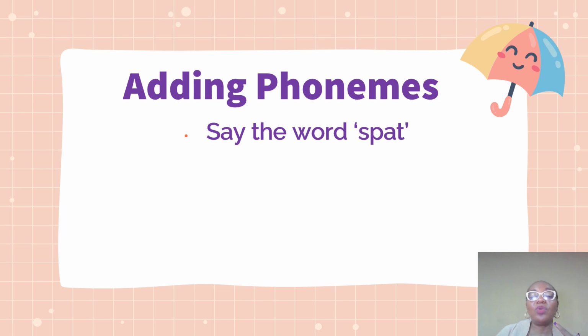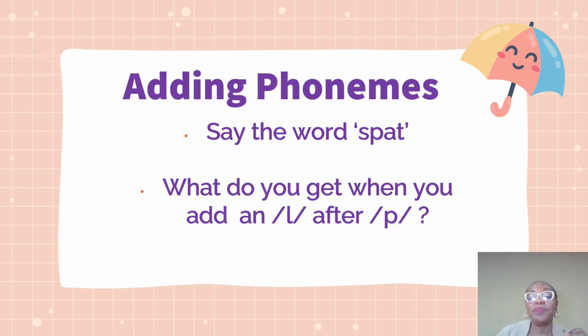Then you can add phonemes. So you have the word spat, you say the word out, you can write it on the board, you can show them on a flashcard, and then you say, what do you get when you add l after p? So you have a p. You want to insert the sound l after p. What do you get at this point? The child, depending on their age, this should be maybe like third grade, should be able to do this. Get the word splat.